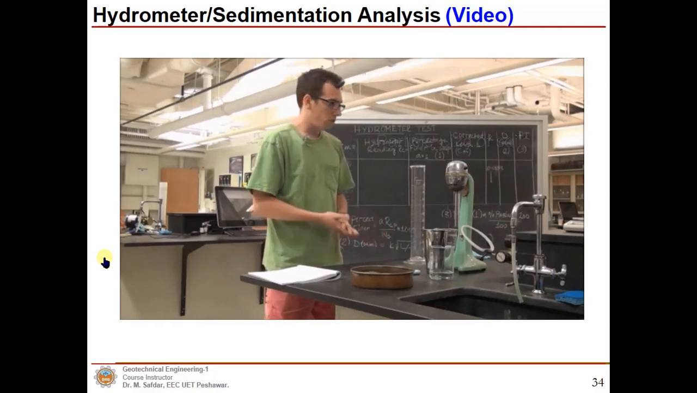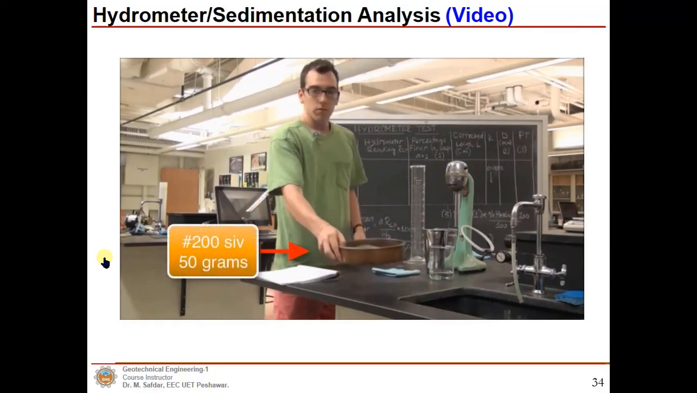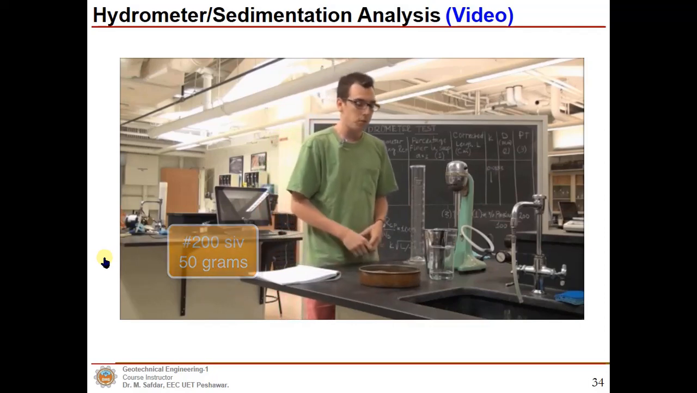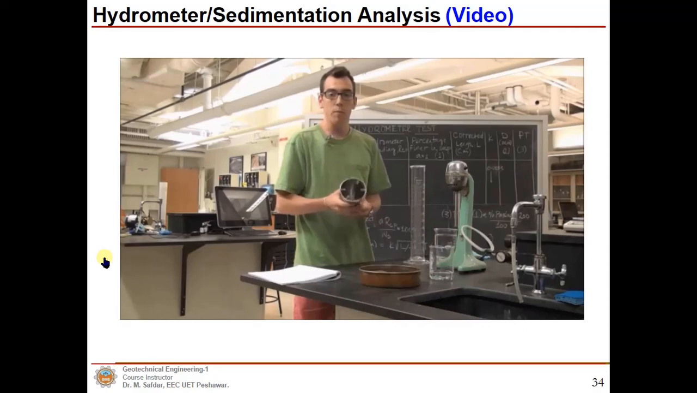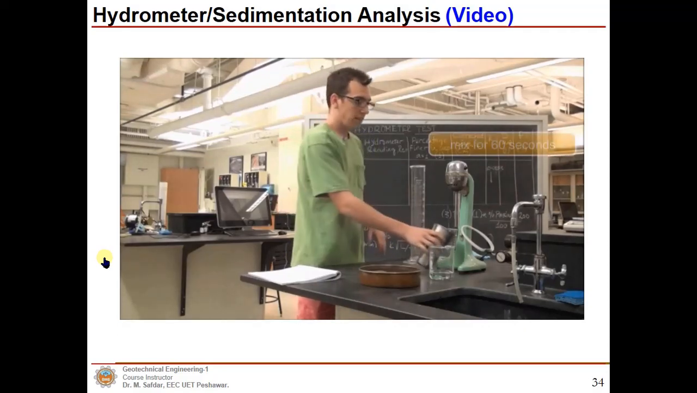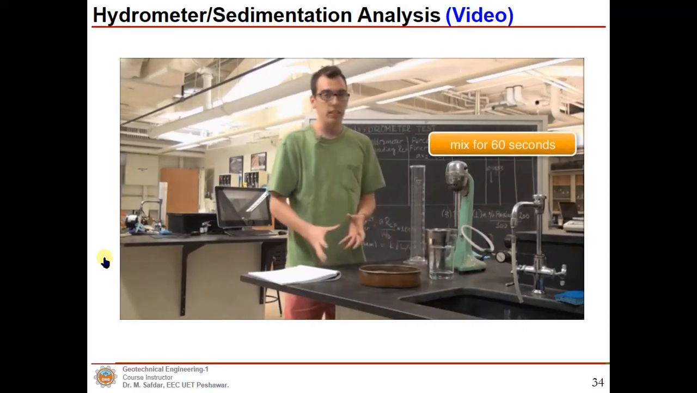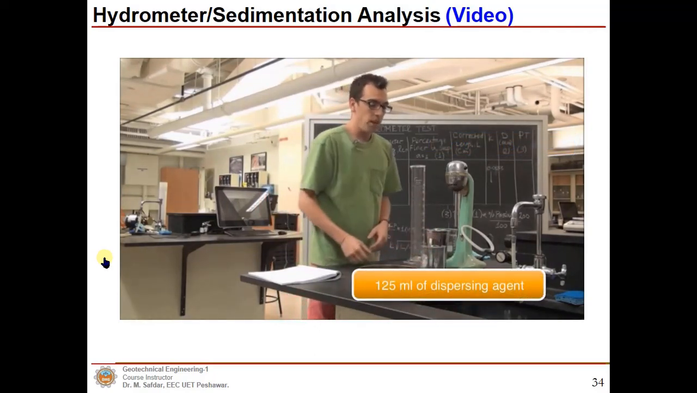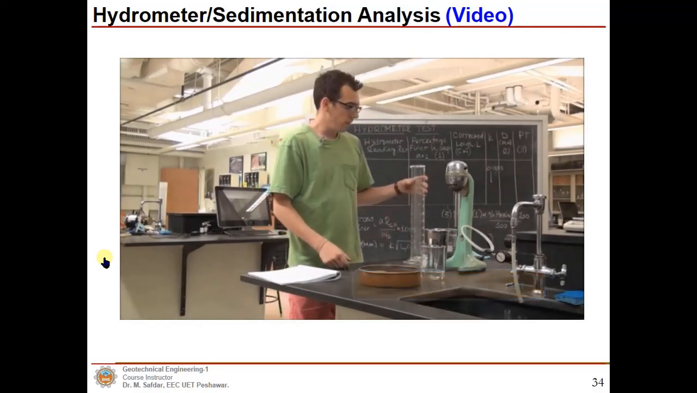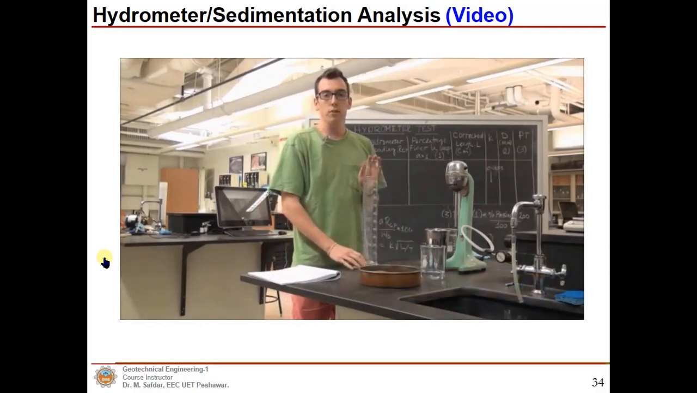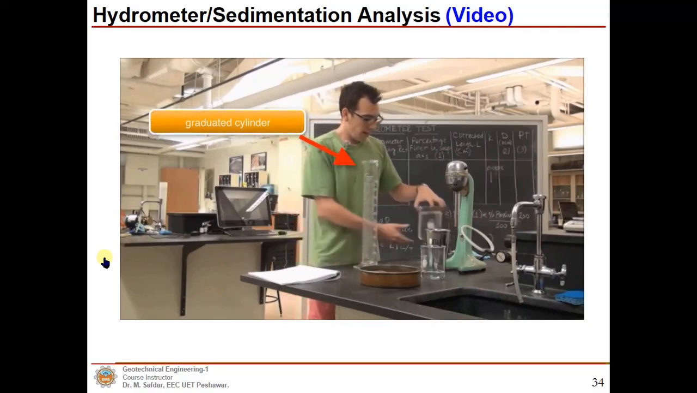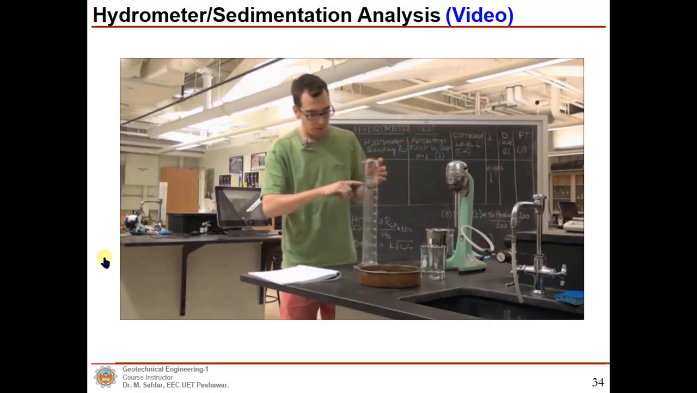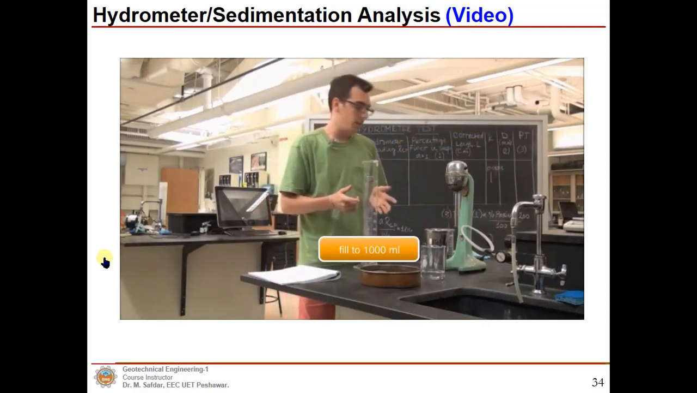So for materials, from the fines that passed your number 200 sieve in the last test, you'll collect 50 grams. That 50 grams is going to be put into a mixing container and then mixed in this apparatus for 60 seconds with 125 milliliters of a dispersing agent. You're going to create this slurry in the mixer, and then you're going to pour that slurry into a graduated cylinder. Have on hand distilled water, which we will mix with the slurry and fill up to the 1,000 milliliter mark on your graduated cylinder.